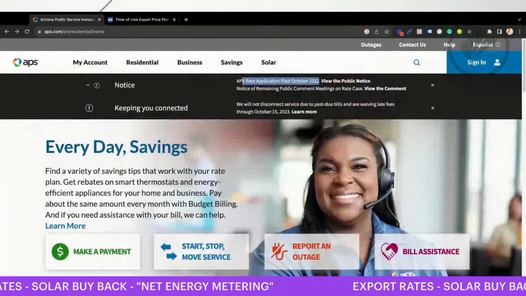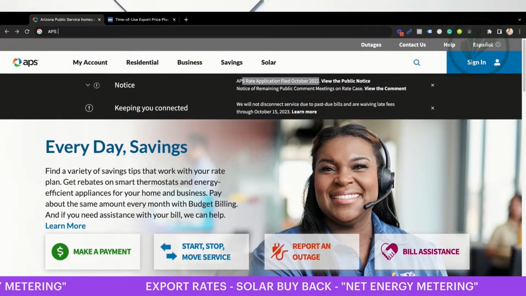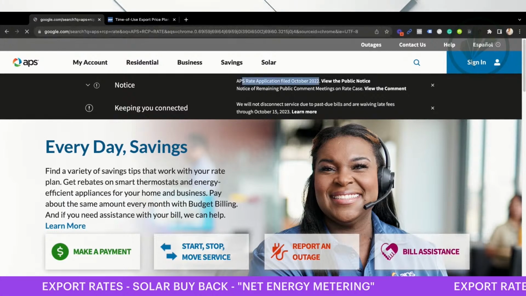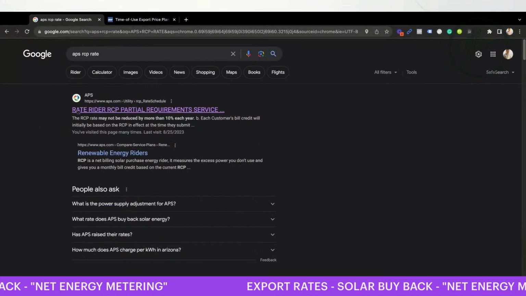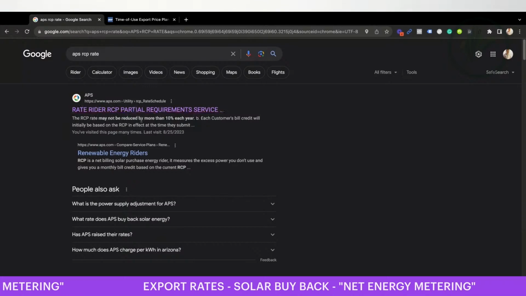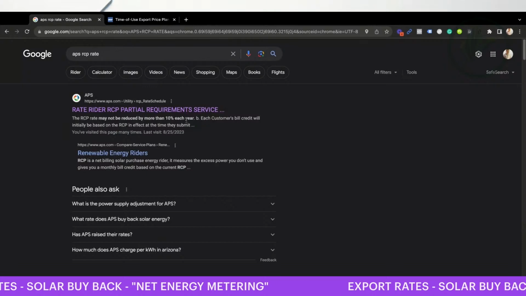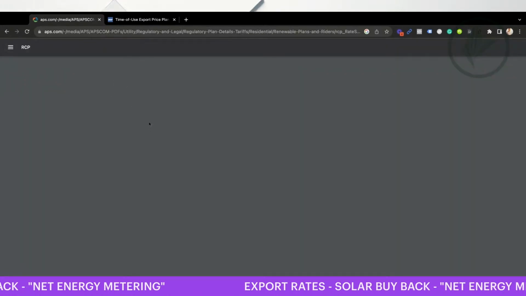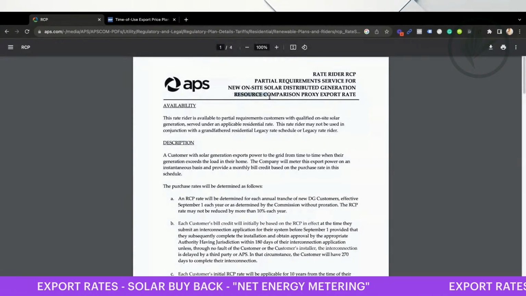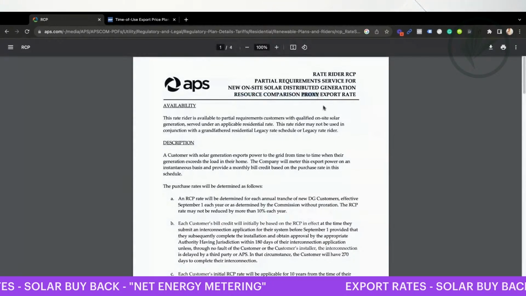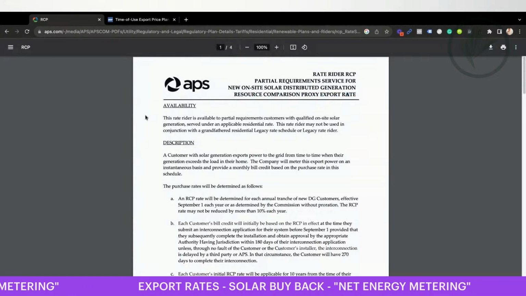Very cool stuff. The easiest way to find this is to go back to Google and just search APS RCP rate. Oh, caps lock's on. You can see rate rider RCP, partial requirements services, and we'll click on that. And you can see the RCP. Everyone always asks, but it stands for Resource Comparison Proxy. Export rate, RCP export rate.